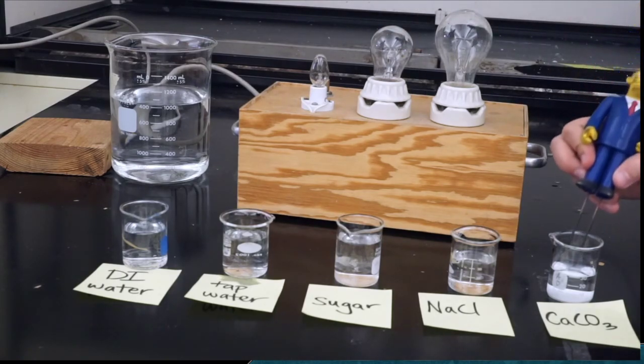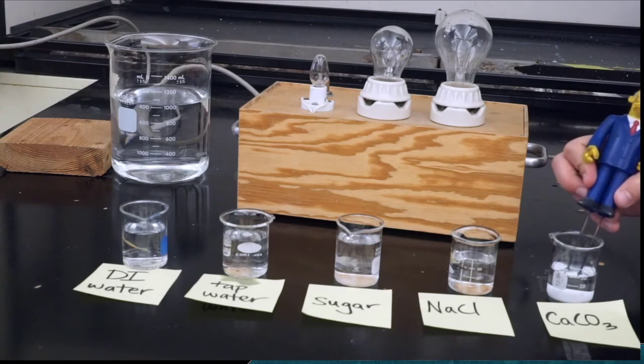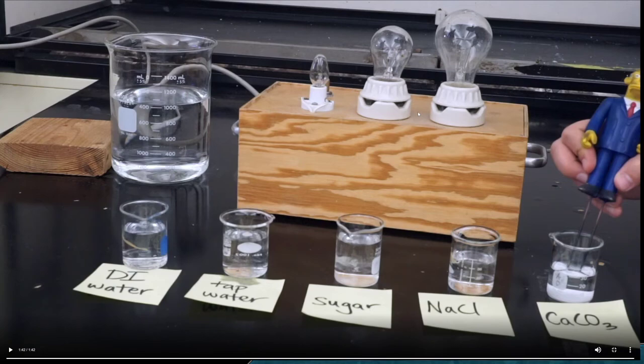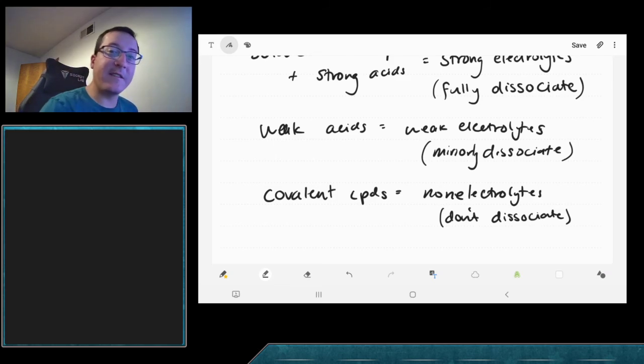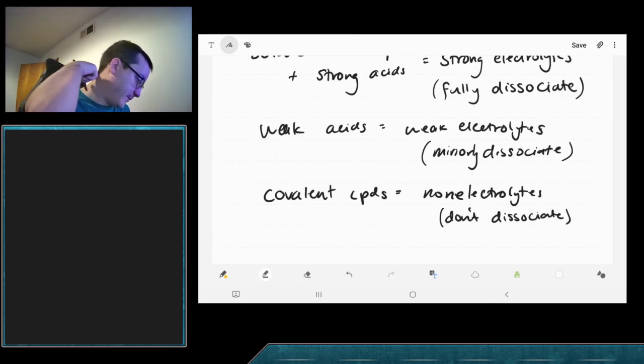If we try to put it in calcium carbonate, however, despite the fact that that is an ionic compound, we do not get any lighting up for our electrodes. So, despite the fact that calcium carbonate is an ionic compound, it doesn't actually dissolve in water. Remember we discussed yesterday that because the calcium and carbonate ions like each other more than they like the water, they're going to stick together and not dissolve.